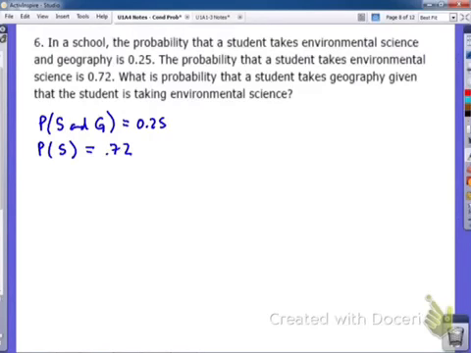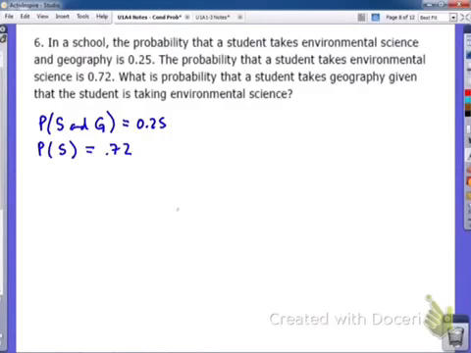Now, we're talking about the entire school. If you were blindfolded and everybody was standing in the gym all mixed up, you walk into the gym and you select a student. The probability that student is taking environmental science is 72%. If you were to do that again, the probability of you selecting someone who is taking both science and geography is 25%.